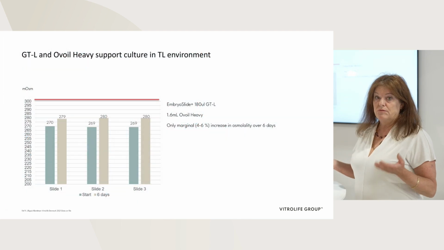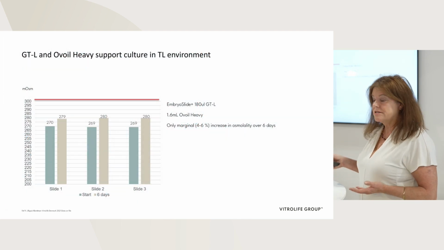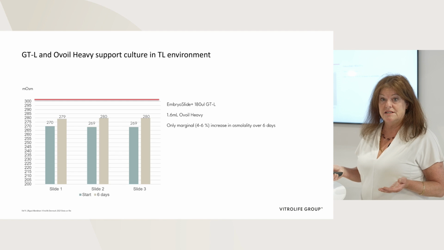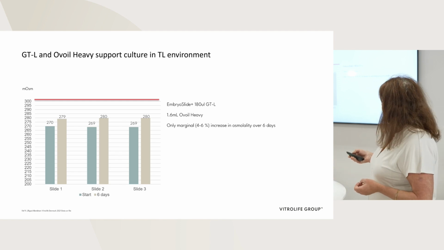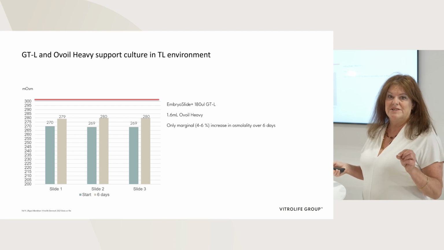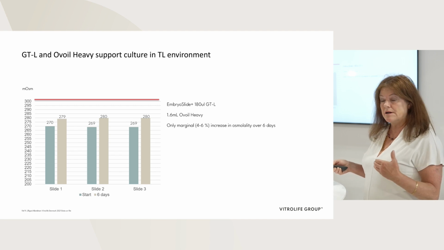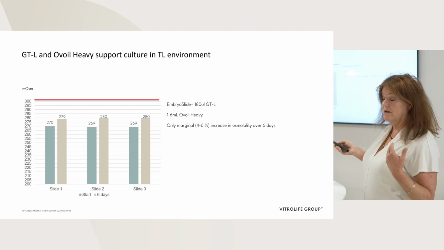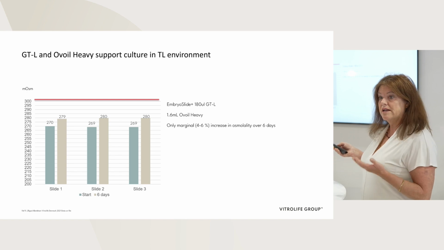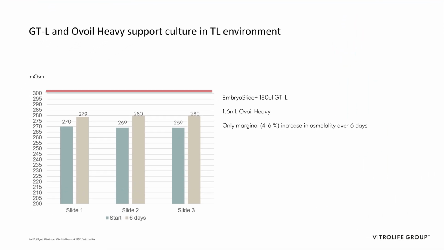So let's look at how we validate actual embryo development in our system and osmolality. We've done internal studies looking at osmolality shifts over 5 to 6 days of culture. And the red line up there is the threshold that we say is where you want to stay under for safe culture for embryos. And what you can see is that with our embryo slide, with GTL, and with the 1.6 mils of olive oil heavy, we come nowhere near this danger level. We end up at around 280, a marginal 4 to 6% increase, which matches those theoretical studies we've seen. And in fact, it doesn't even reach the starting osmolality of some of the other culture medias on the market.